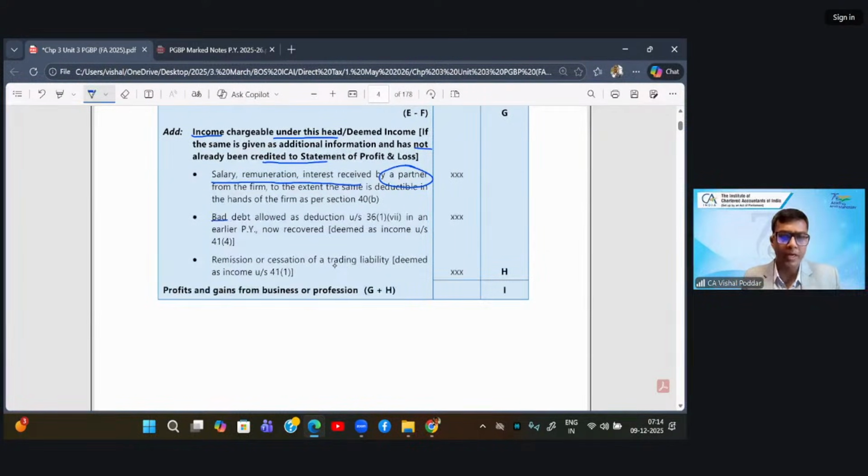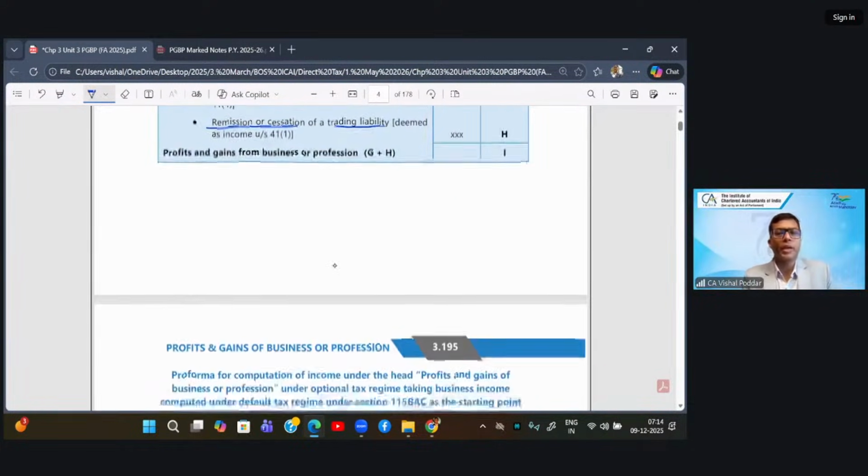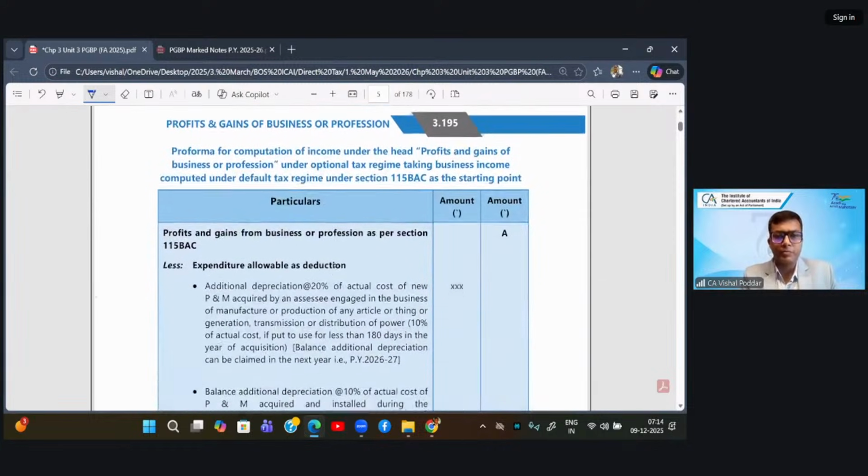Similarly, what will be added? Bad debts, which are allowed as deduction under this, which is recovered. So this is the 41 item where earlier some bad debts were allowed as deduction. Now they are recovered. Similarly, in past period, there was some trading liability. Now that has ceased. So these are all items which will be added.